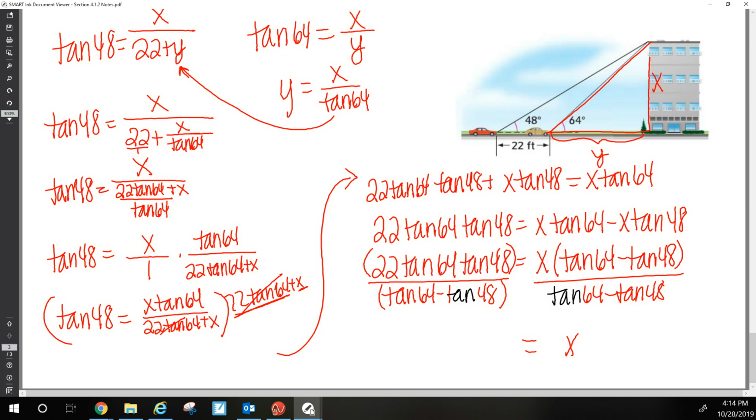When you plug that in, I'm going to go ahead and put my approximation. So this video isn't too terribly long. When you plug that in, you should get 53.311 feet. That is the height of this building here.